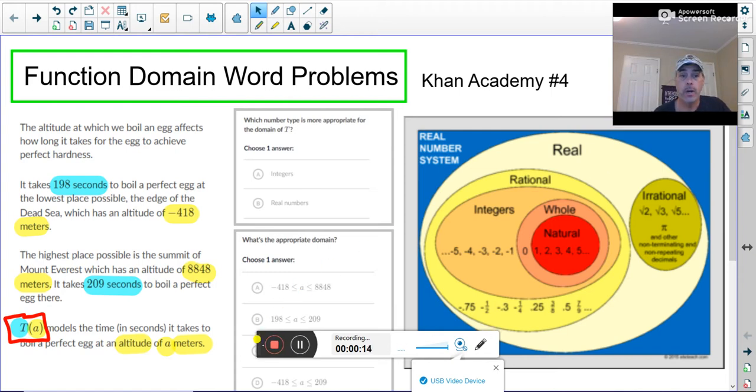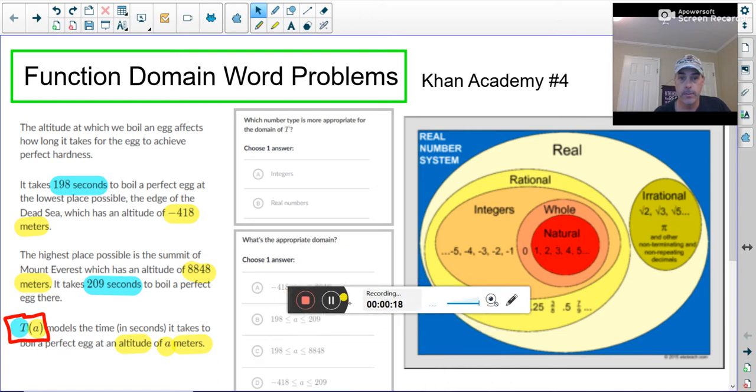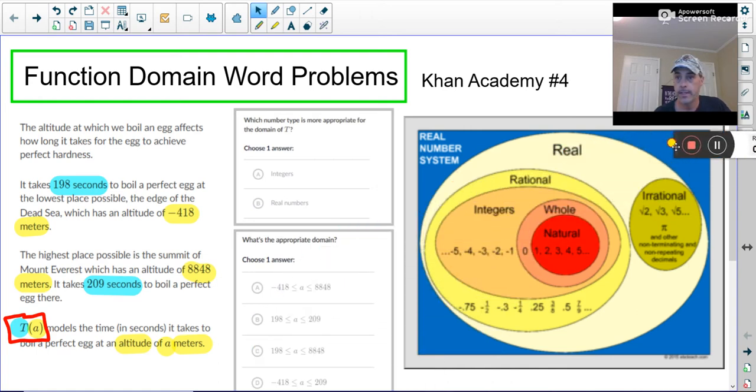Okay, so in this Khan Academy video, I don't know why this isn't moving. I command you to move. There we go. We are going to read a little story problem and we're going to answer two questions. The questions are always going to be about some function that we see.